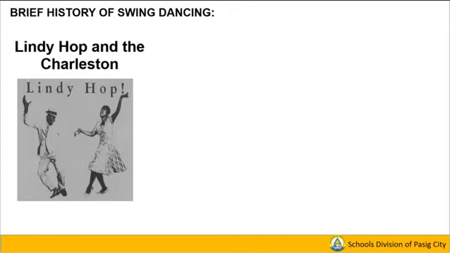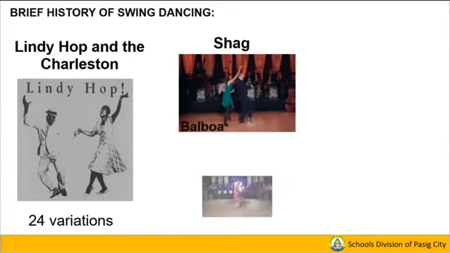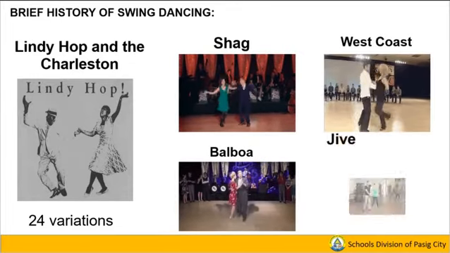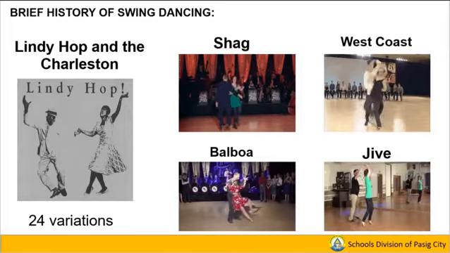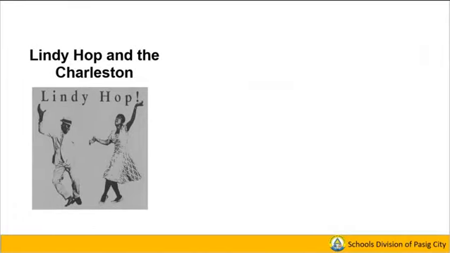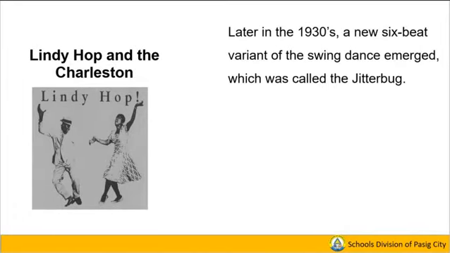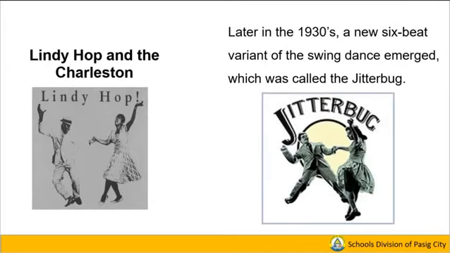The first of the swing dances included Lindy Hop and the Charleston and developed into over 24 variations including shag, Balboa, West Coast, and jive. Later in the 1930s, a new 6-beat variant of the swing dance emerged, which was called the jitterbug. These two dance forms became famous, and more people started dancing to the swing music following these dance forms.